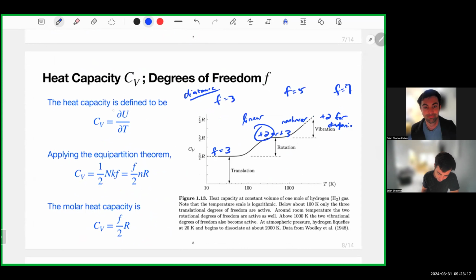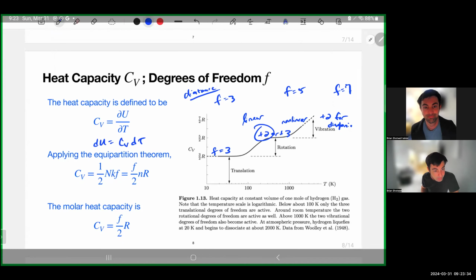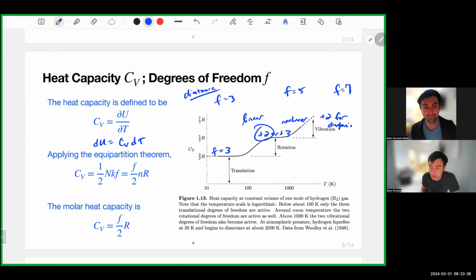Right, so right here. One way that we could write this is dU equals Cv dT. So if I add a little amount of energy... the cause and effect here is really the other way around. If we add a little bit of energy, how much does the temperature go up? But written this way, it's like, in order to increase the temperature a little amount, how much energy do I need in order to do that?